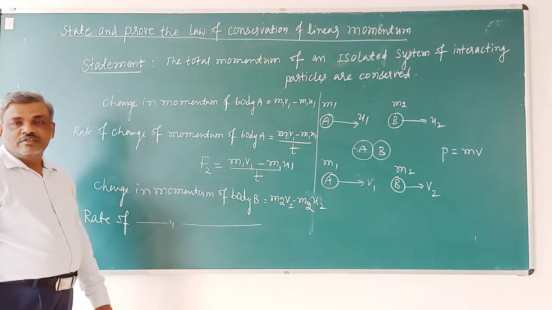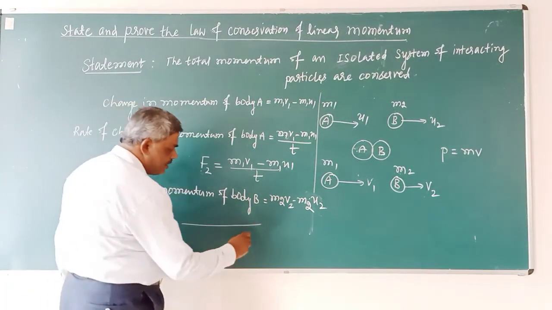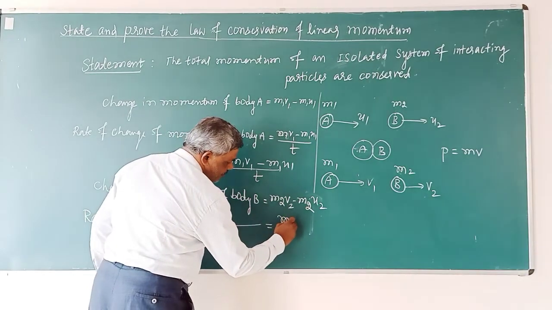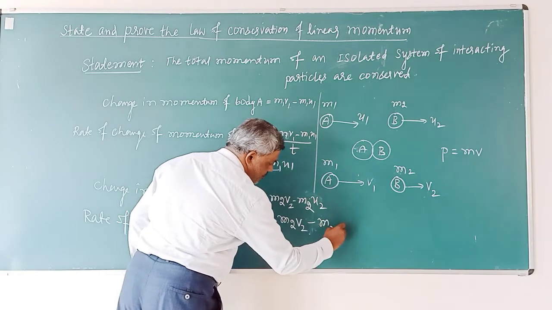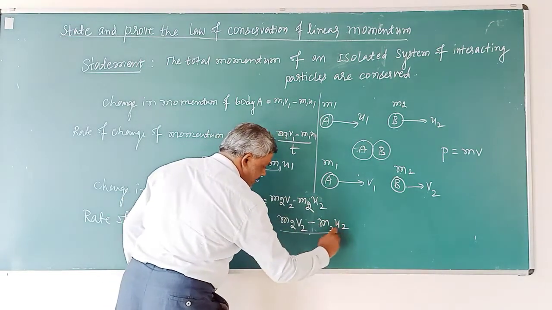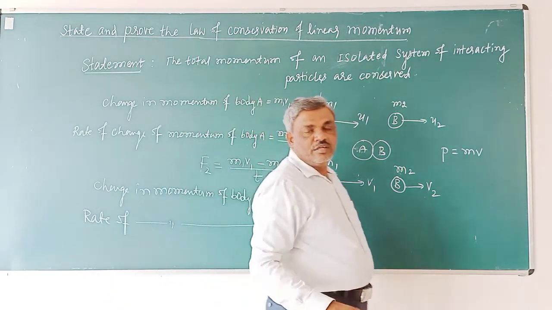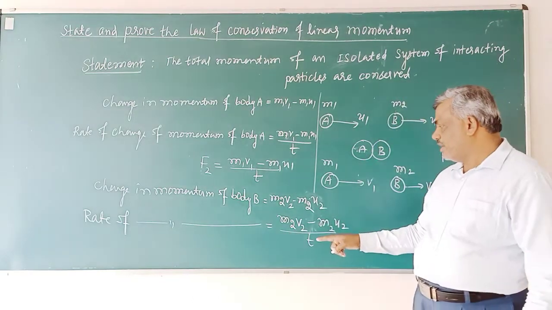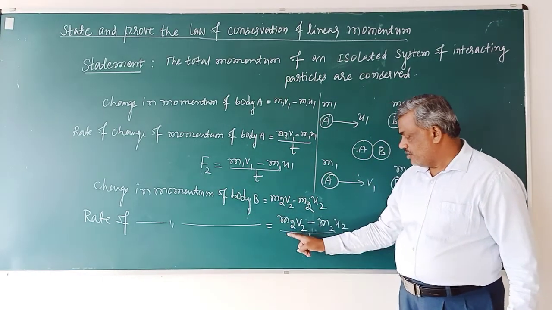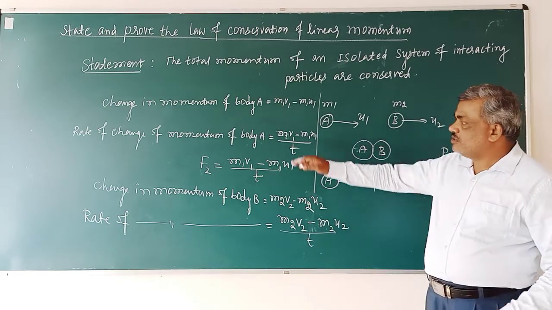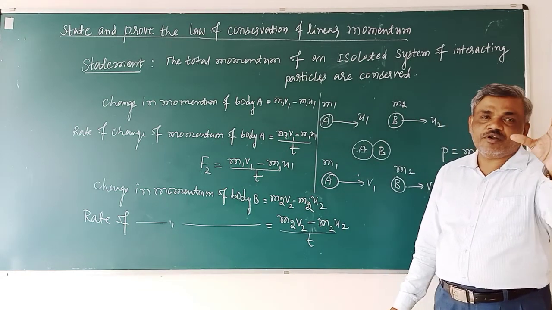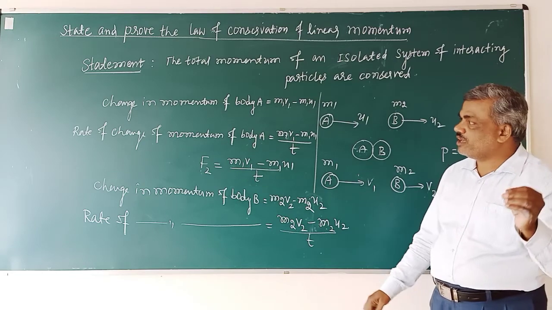The rate of change of momentum of body B equals what? m2 v2 minus m2 u2 divided by t. The rate of change of momentum of body B is m2 v2 minus m2 u2 by t. So these mathematical steps are very important. So I repeat one more time here.